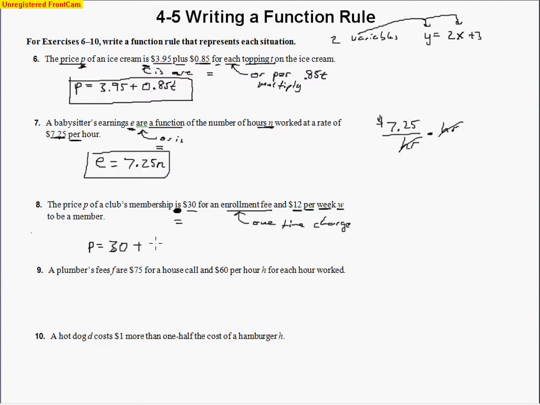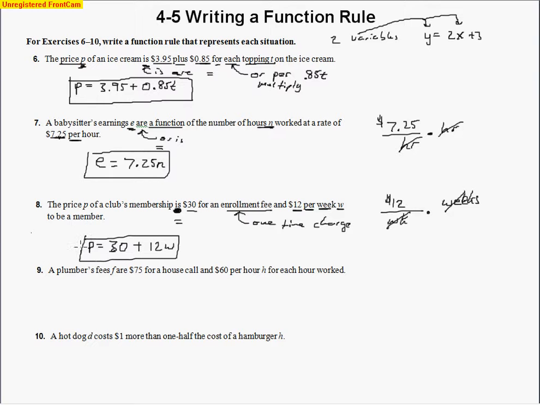Per week tells us that we're going to multiply 12 by the number of weeks, because $12 per week looks like this. If we multiply by the number of weeks, then the weeks will end up canceling, and we're just left with a dollar amount. And plus the $30 will give us the total price in dollars. So we write that as 12W.